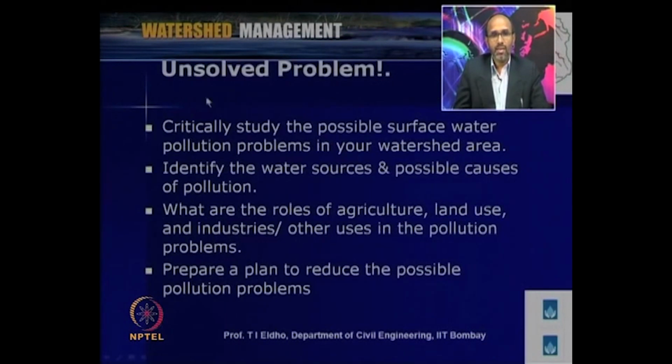Now, finally, some unsolved problems. Critically study the possible surface water pollution problems in your watershed area. Identify the water sources and possible causes of pollution. What are the roles of agricultural land use and industrial and other uses in the pollution problems? Then prepare a plan to reduce the possible pollution problems.